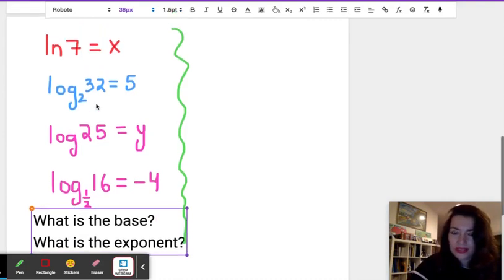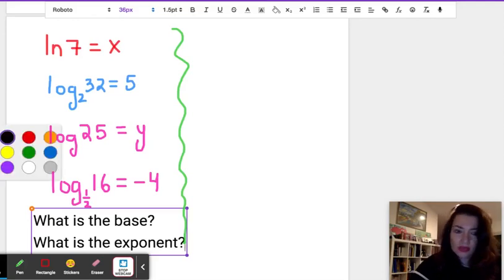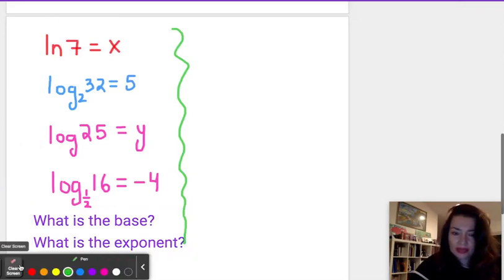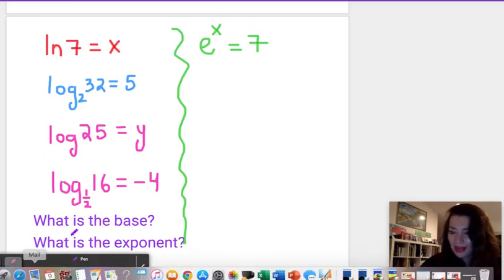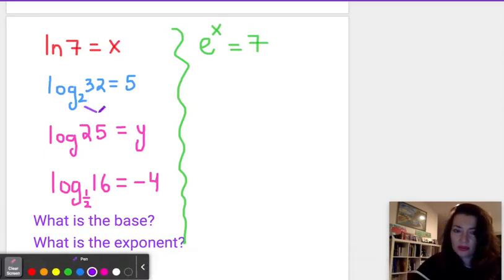All right, for the first example, we have a natural log. Even though you don't see a base, the base is the natural base e. So I'm going to write this as e to the x, because that is the exponent, is equal to the value, which is 7. Take a look at the next example. What is our base? It is 2. 2 raised to the 5th exponent is equal to 32.